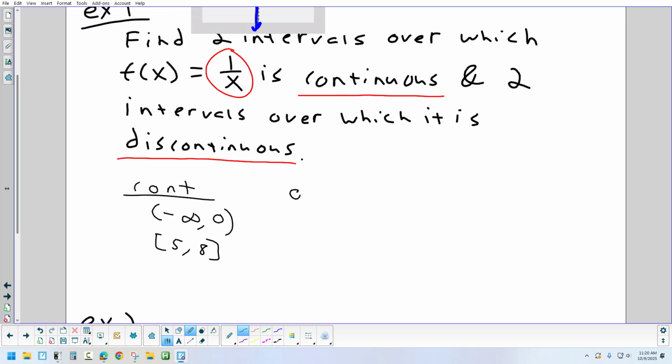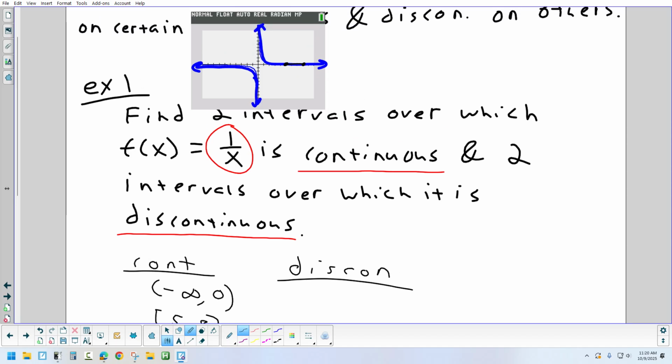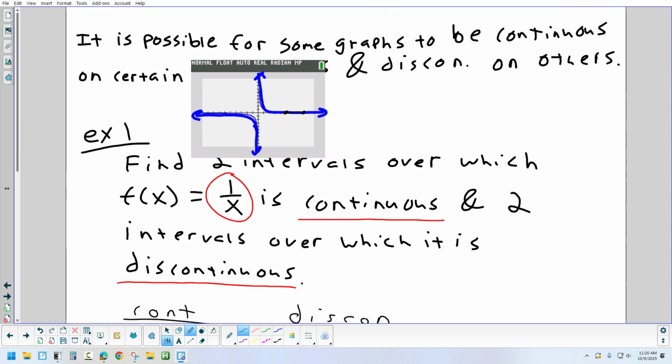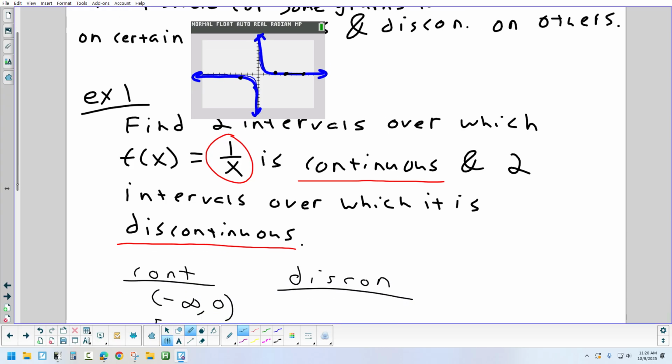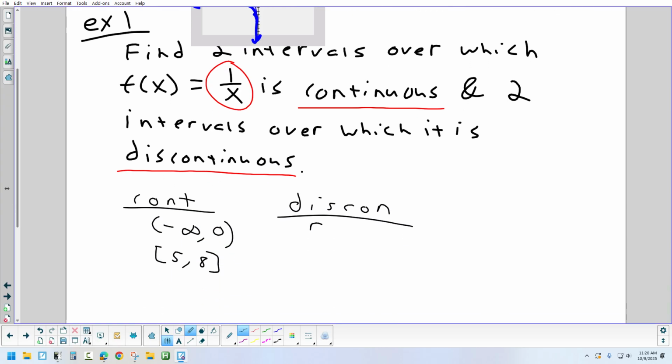Right. How about discontinuous? Somebody give me an interval here that would be discontinuous. Yeah? Negative 3 to 3. -3 is over here. +3 is right there. You can't trace from -3 to 3 without trying to jump across that gap. That's discontinuous.